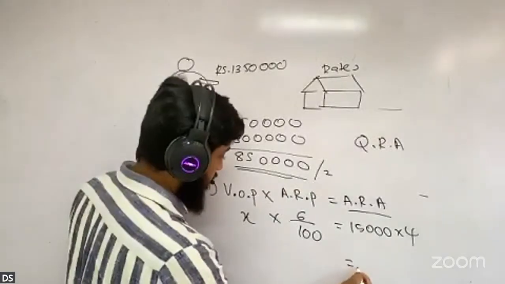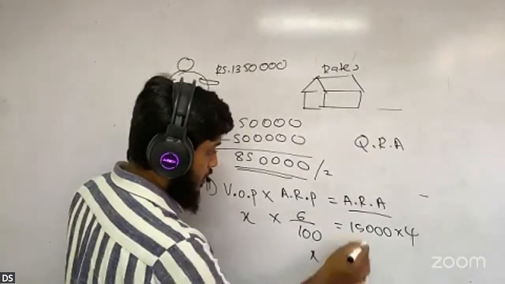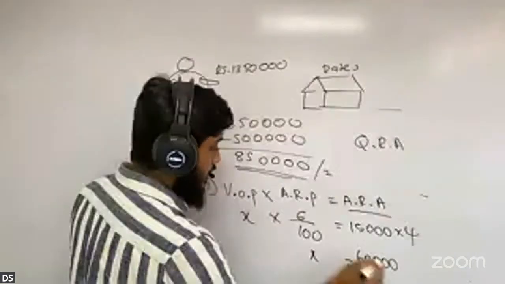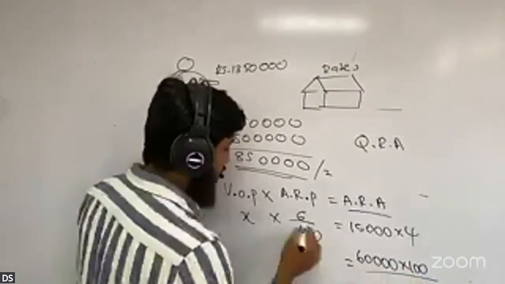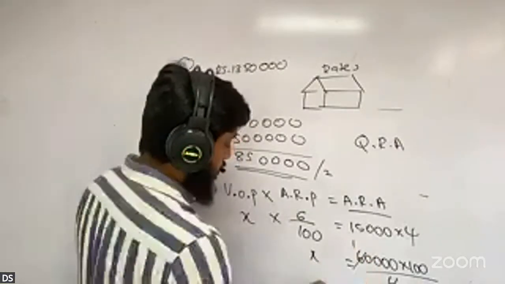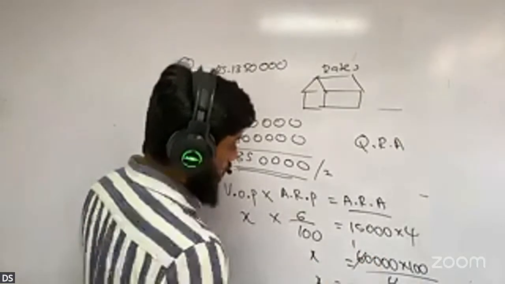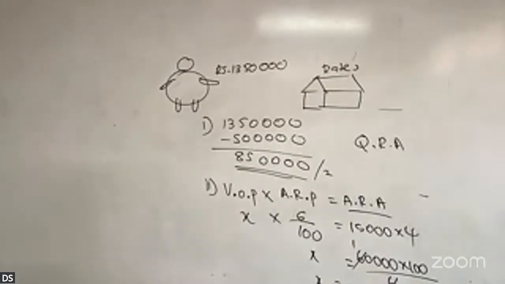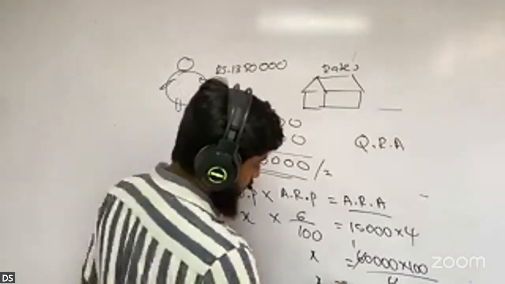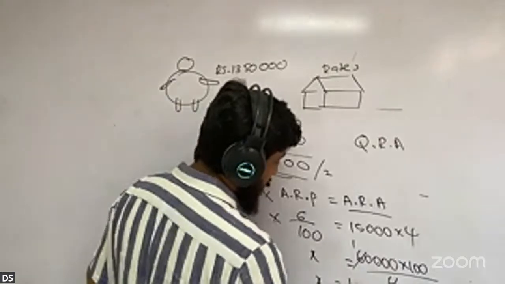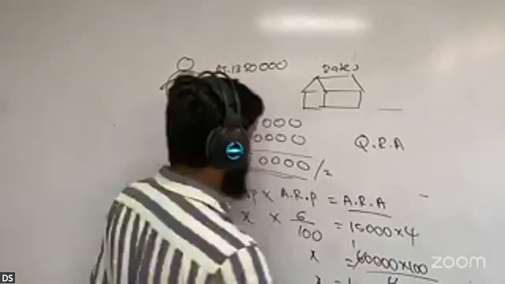So what should I do to find the value of x? 15,000 into 4 is there. How much is that? 60,000. Send the division 100 to this side, it becomes multiplication 100. Send the 6 to this side, it becomes division 6. Now you have to simplify. This 6 and this 6 you can cut. Then you get the x value as how much? 10,000. 10,000 into 100. So you have to write 1 and how many zeros? 1, 2, 3, 4, 5, 6. So the value of the building is how much? 1 million. The value of the building is 1 million rupees.